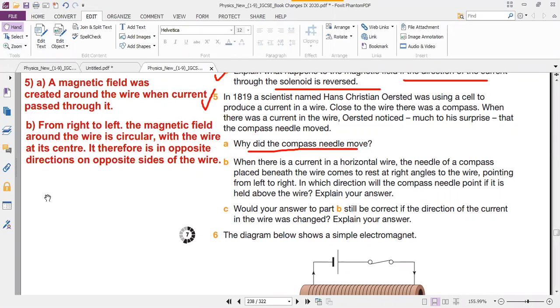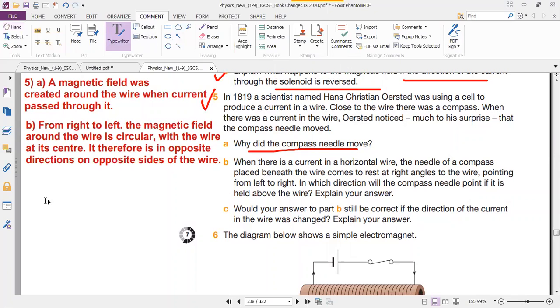Would your answer to part B still be correct if the direction of the current in the wire was changed? Explain your answer. No, if the current is reversed, the direction of the magnetic field around it would be changed too.